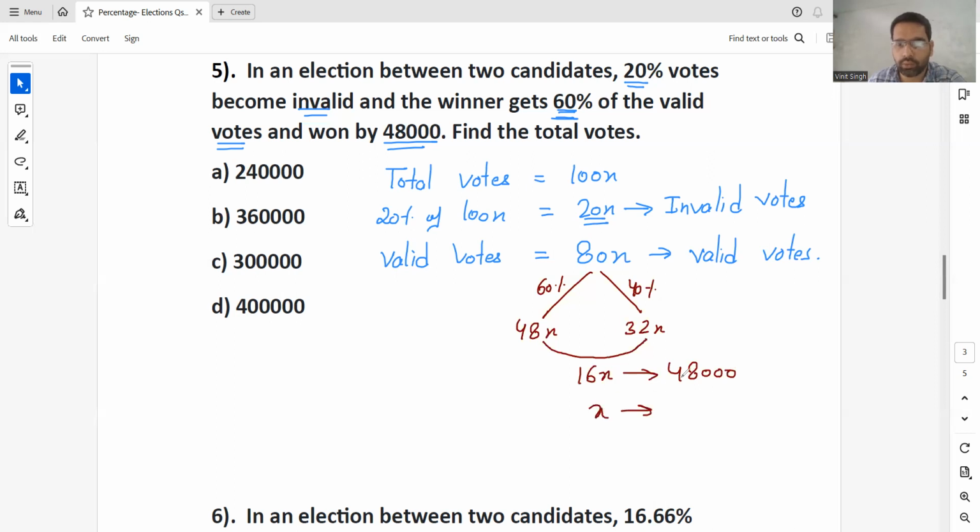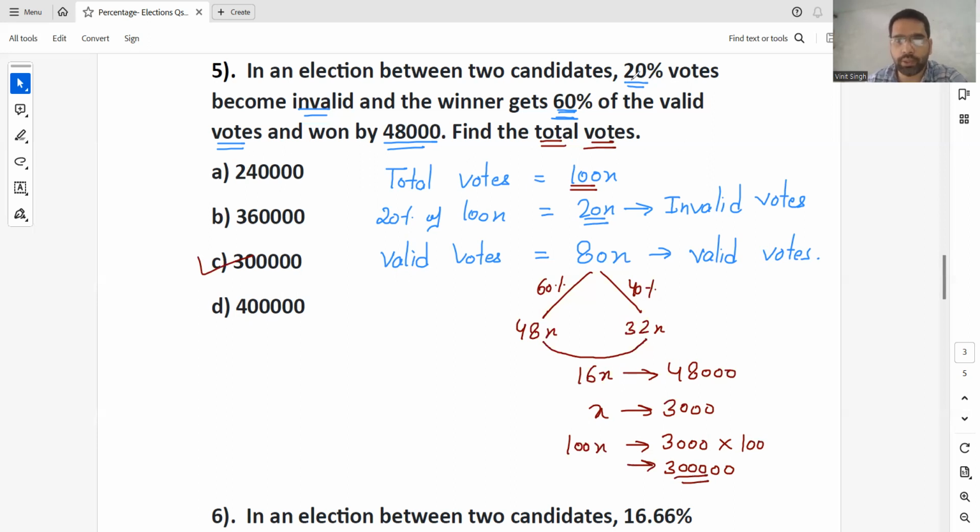x is equal to 3,000. And we have to find the total votes. The total votes were 100x. So 100x is equal to 3,000 into 100, which is equal to 3 lakh. Now, the total number of votes will be 3 lakh.